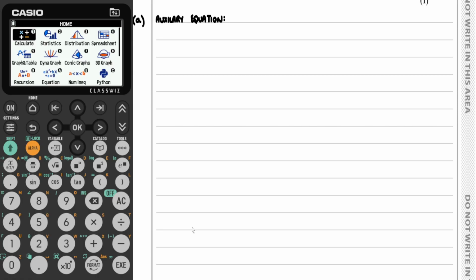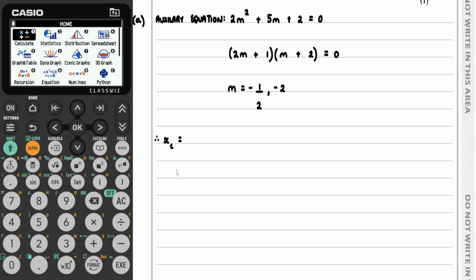Our first step is to state what the auxiliary equation is, and for that we have 2m squared plus 5m plus 2, and this is equal to 0. If I factorise, we would have 2m plus 1 multiplied by m plus 2 equals 0, meaning m equals negative 1/2 and m is equal to negative 2. So for the complementary function, xc, that's equal to some constant a multiplied by e to the negative t over 2 plus some constant b multiplied by e to the negative 2t.